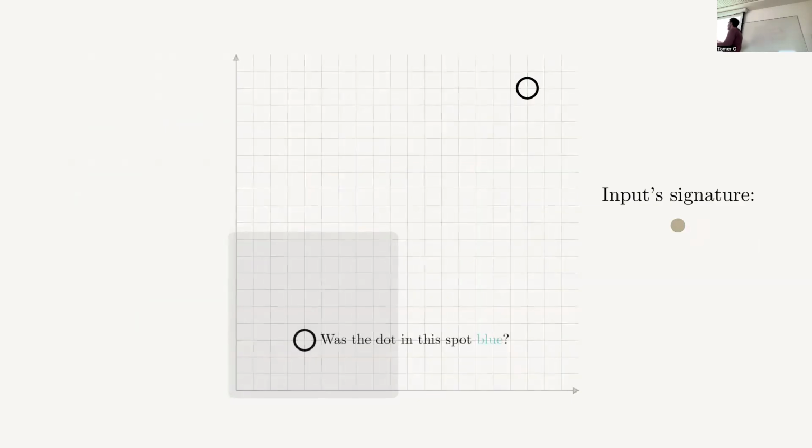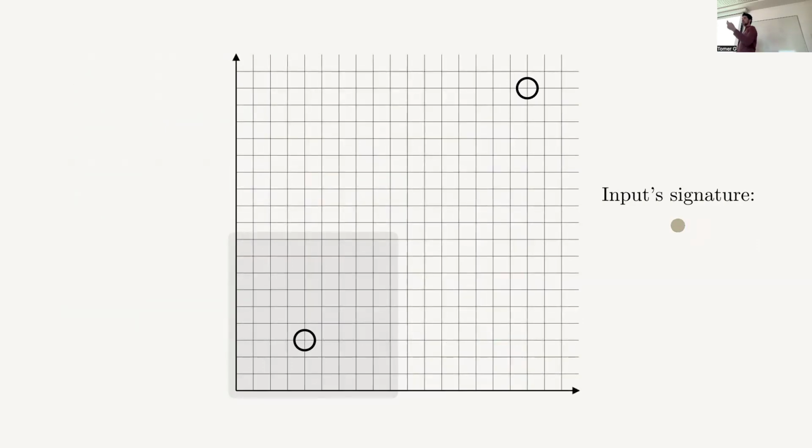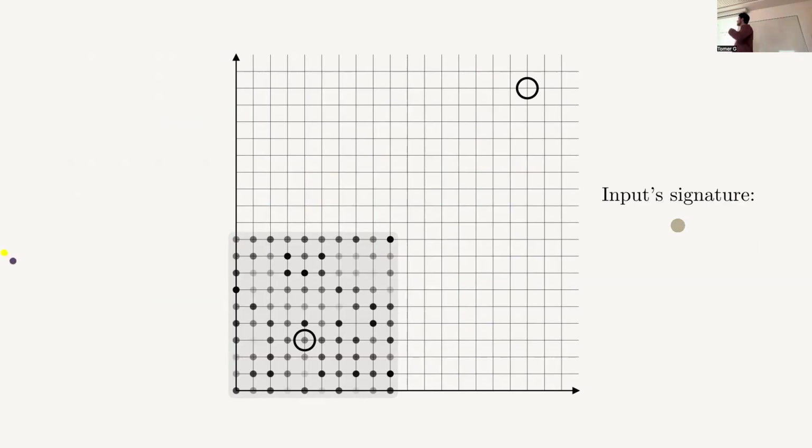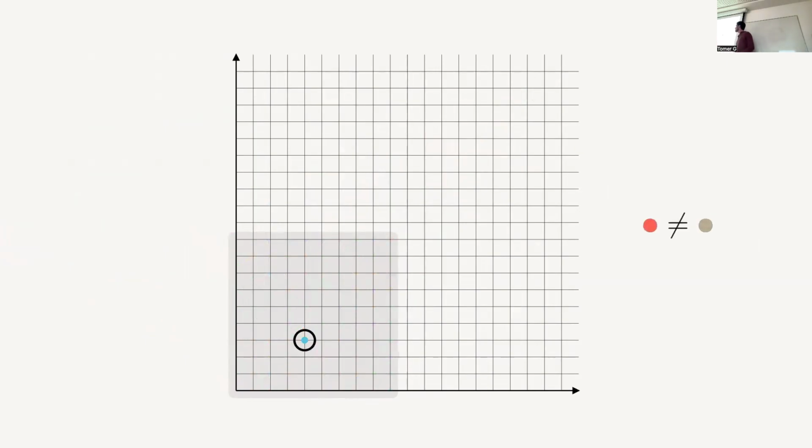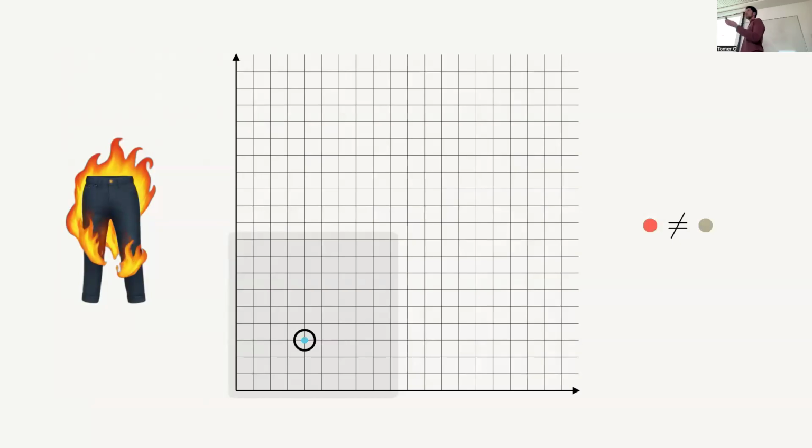Great. Now I ask you, was the dot in this spot blue? You say, okay, dear prover, please send it again. And I say, fine, I'll send it again. Again, you have your coefficients. I send you what I claim to have been the input. You see that indeed the dot here is blue, but now the signature is different. So you know that I lied to you. And you caught me.